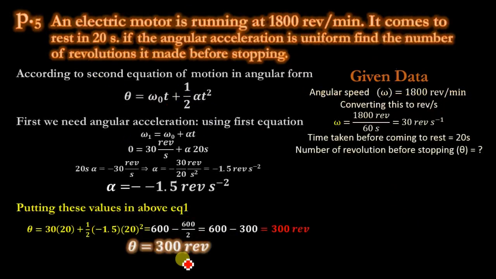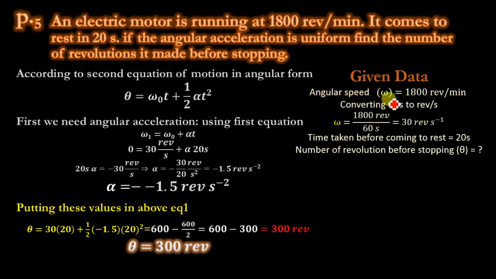Problem number 5. An electric motor is running at 1800 revolution per minute. It comes to rest in 20 seconds. If the angular acceleration is uniform, find the number of revolutions it made before stopping. So we are going to calculate theta, the number of revolutions before stopping.